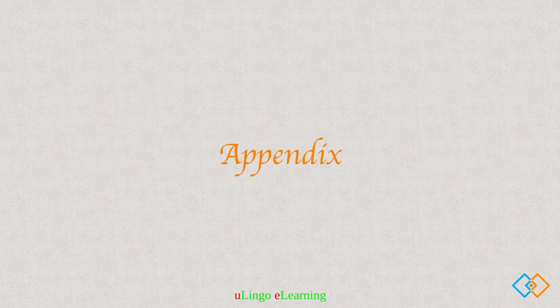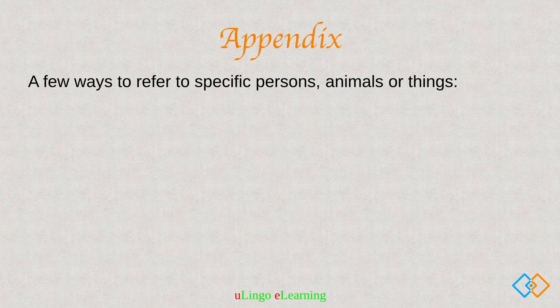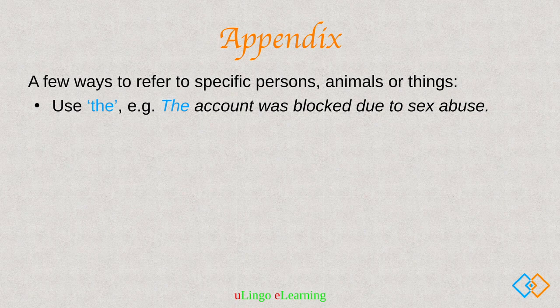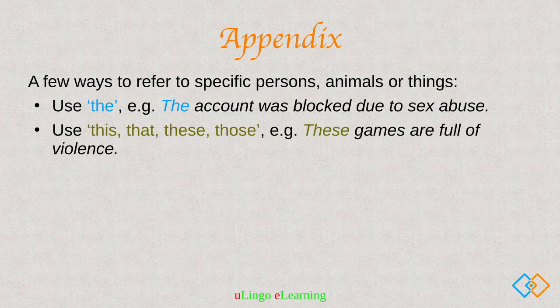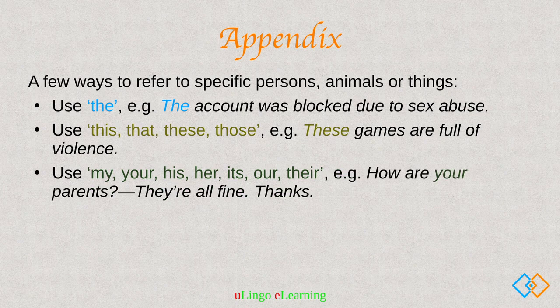Before we finish our lesson today, let's get to know about a few ways to refer to specific persons, animals, or things. First, you can use the article the. For example, the account was blocked due to sex abuse. Secondly, you can use determiners like this, that, these, those. For example, these games are full of violence. The third way, you can use possessive adjectives. For example, how are your parents? They're all fine, thanks.